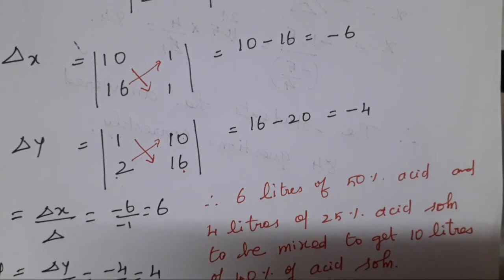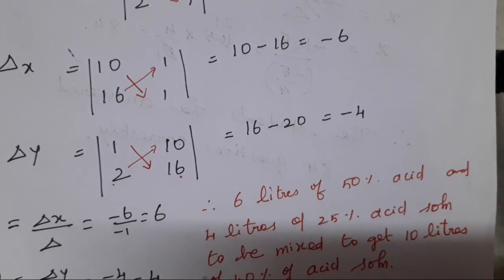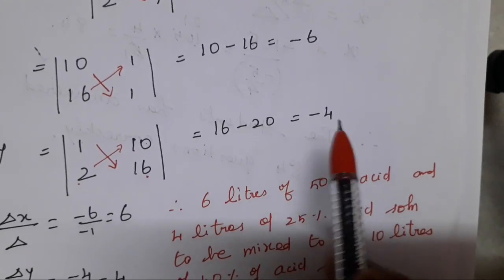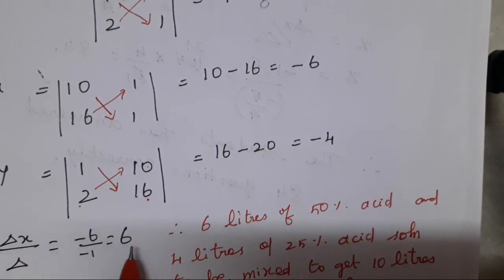Similarly y. y equals delta y by delta. What is our delta y? Delta y is minus 4. Delta is minus 1. Now minus 4 by minus 1 equals plus 4. That is nothing but x is equal to 6. y is equal to 4.